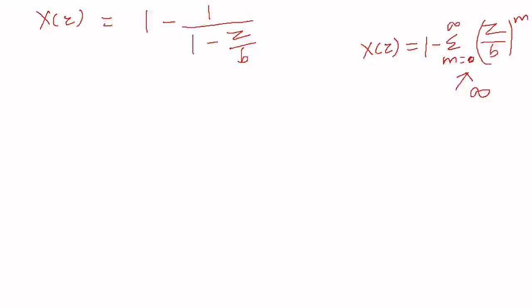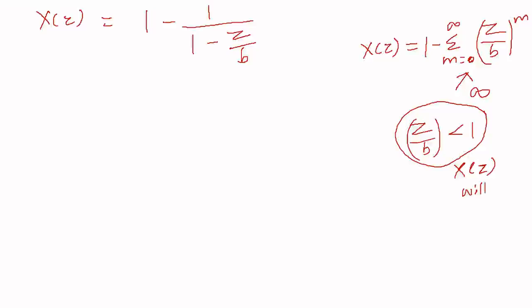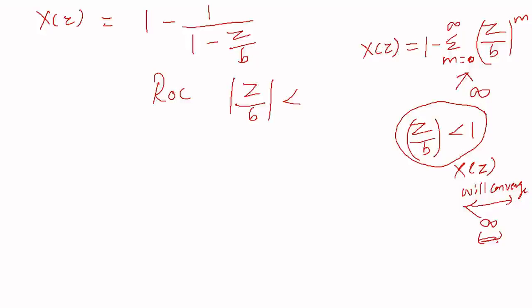So when will this particular summation not blow up to infinity? When z by b is lesser than 1, then X of z will converge. Otherwise X of z will reach infinity, right? So that I can have the answer. So here the region of convergence, ROC, is modulus of z by b should be lesser than 1, right? If there are doubts, you can send an audio message on WhatsApp.